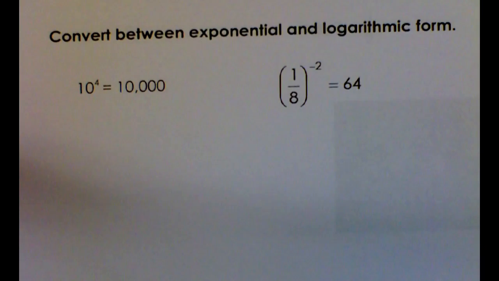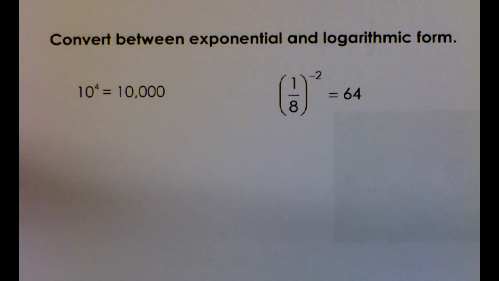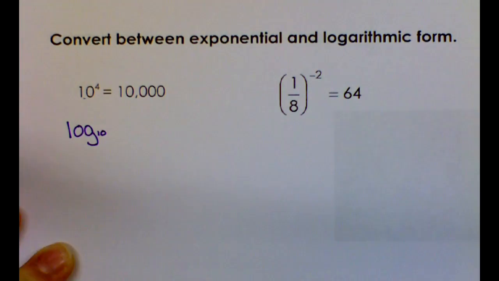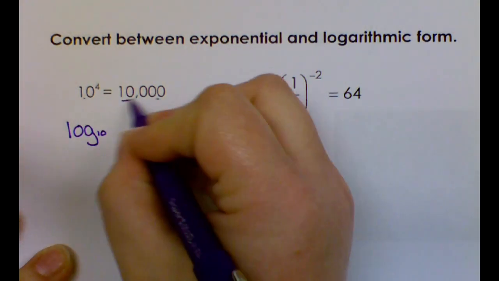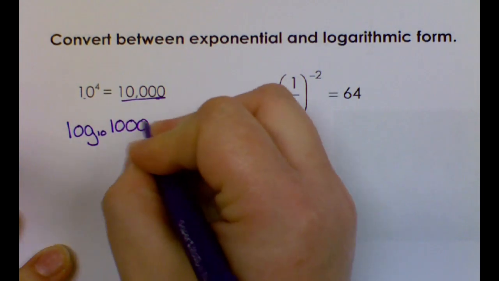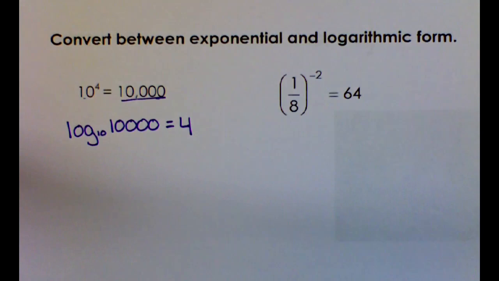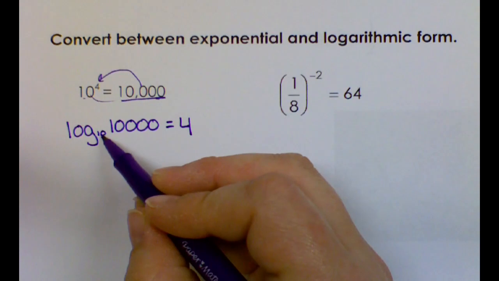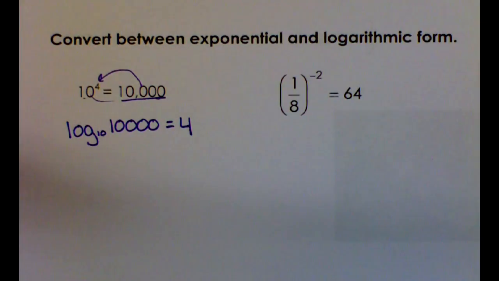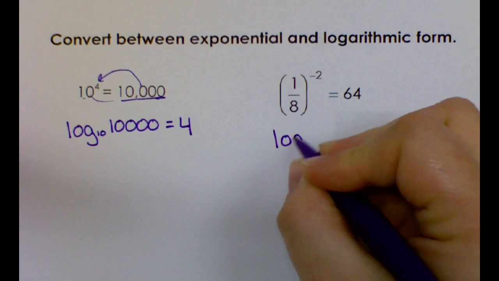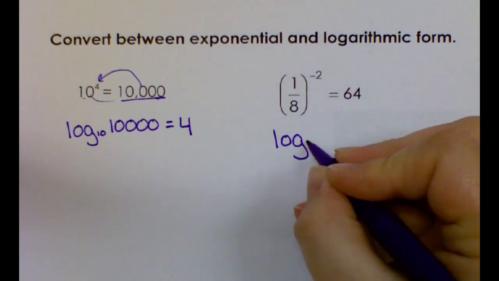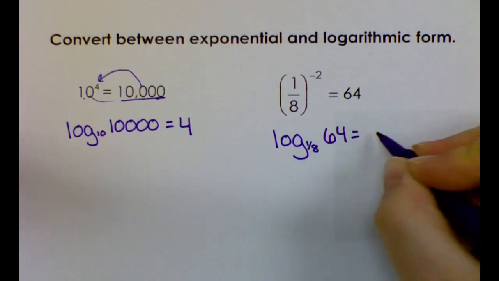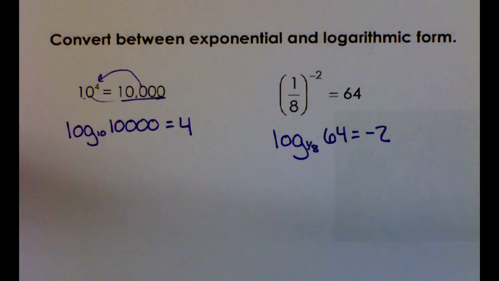So let's rewrite these as logarithms. I start with the base of my exponent. The base is 10, so I do a log with a base of 10 of this number over here. What did it equal? 10,000. Equals the exponent. Some people like to draw a little swirly here. Whatever. This means 10 to the 4th power equals 10,000. For the second one, we do log. The base is the same, so it's 1/8, of, well, what did it equal? It equaled 64. Equals the exponent, which is -2.